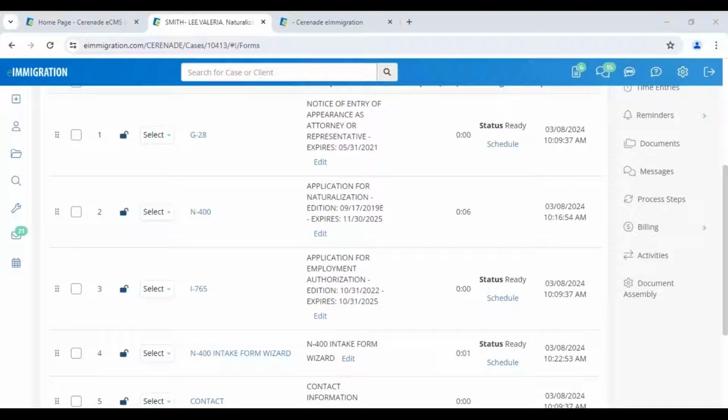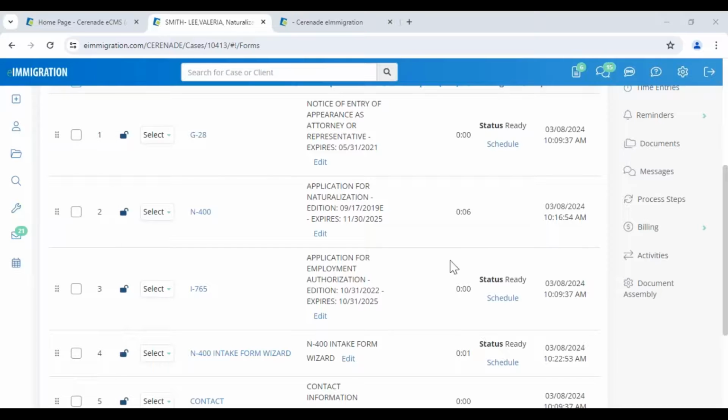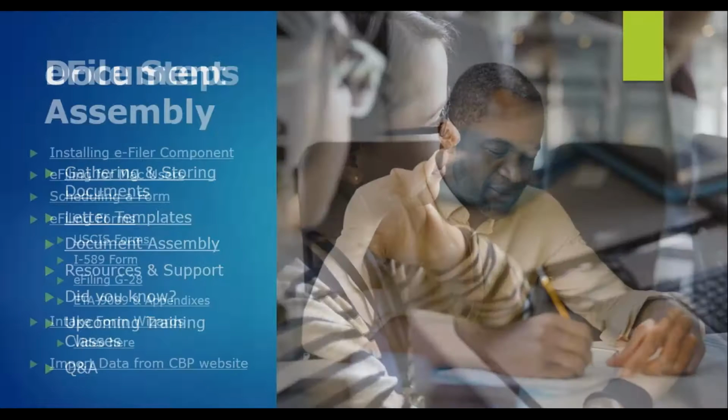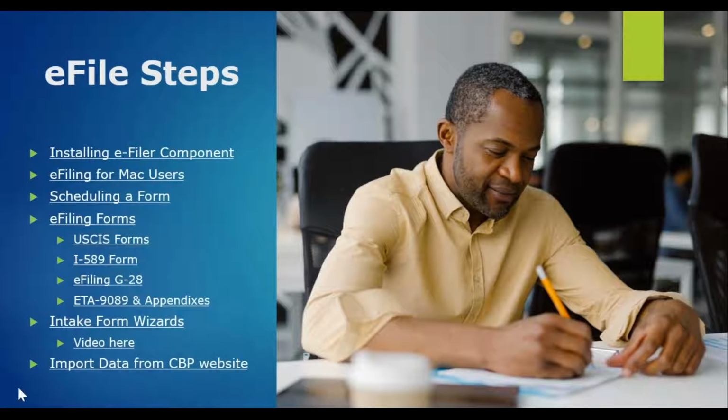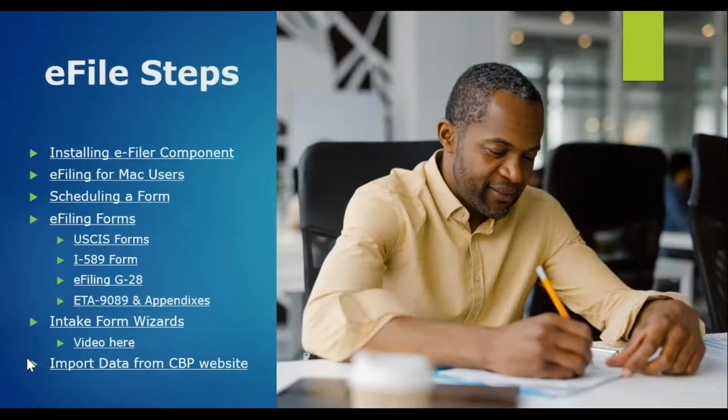All right, so I'll just close the poll because I've got more than 50% of the votes. It looks like the majority of you plan on using the alternate view. That's perfect. Okay, now let's continue with our webinar. Right now I'm going to show you the steps we have covered. If you're joining us now, we have covered the basic 3 steps. I went over the alternate view and auto-populating forms and how to send them so the clients can review. And now it's time for us to talk about the e-filing component.